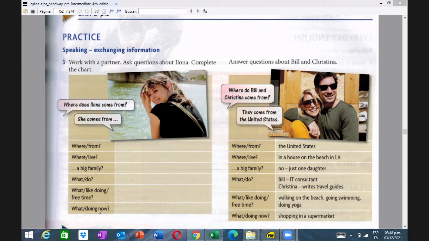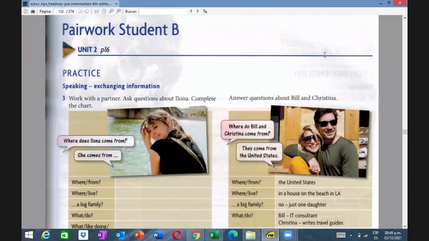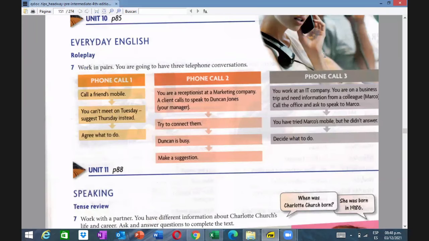Please, group B, the last question. Doing now. What do you think? What answer is? Group B, present continuous. What's the question? What is she doing now? Excellent, very good. Please, group A. She is having a meal in a restaurant with friends. Yeah, very good. Thank you, students.